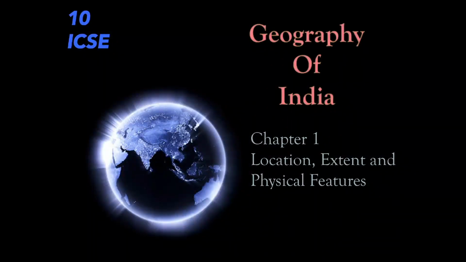I'm going to start a series of geography for class 10 ICSE. The first chapter of geography is location, extent, and physical features. In this chapter, we shall discuss the position and extent of India through map, and the physical features of India, in which we shall discuss mountains, plateaus, plains, and rivers. All this we shall study with the help of map.